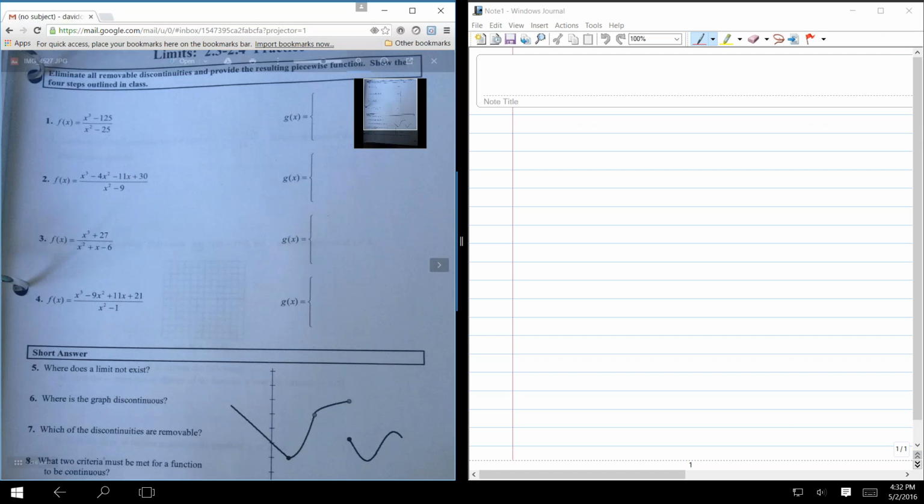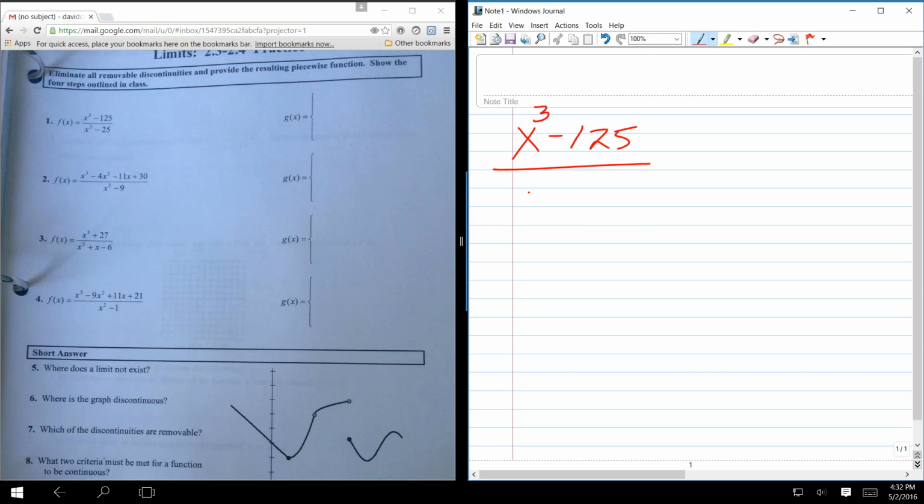All right, if we start with x cubed minus 125 over x squared minus 25, can I factor either one of those? In other words, that's the key to doing each one of these problems, is being able to factor the numerator and the denominator. So x minus 5 and then x plus 5 for the bottom.